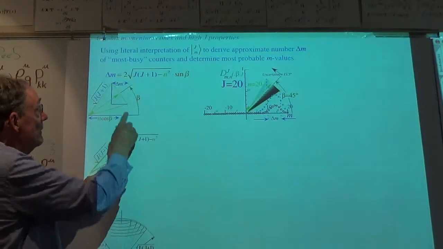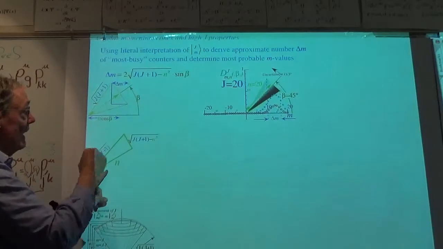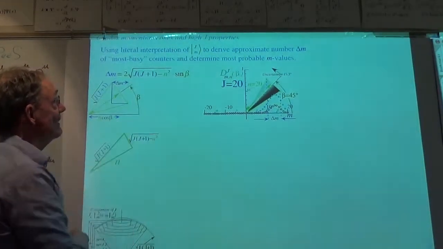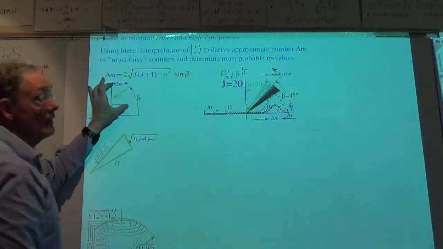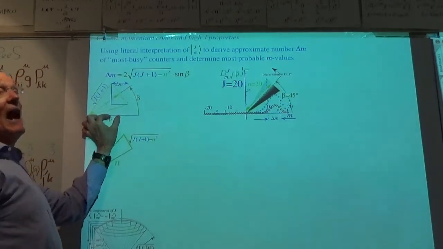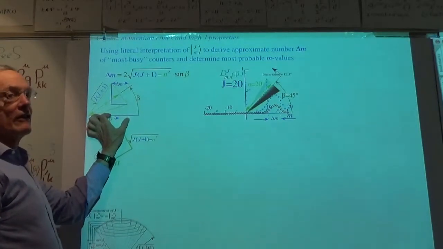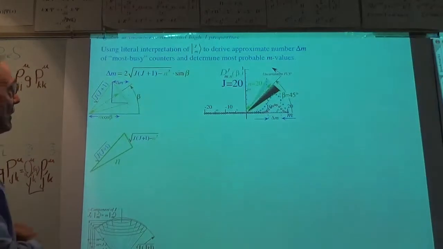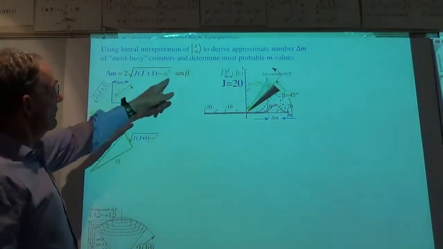Pythagorean theorem, right? Okay? And the projection of that is sine beta times 2, because I've got 2, right? If I didn't have the 2 there, I'd just be measuring the half width. I want the whole width. Okay? So that's the thing that can give us a formula for delta M.